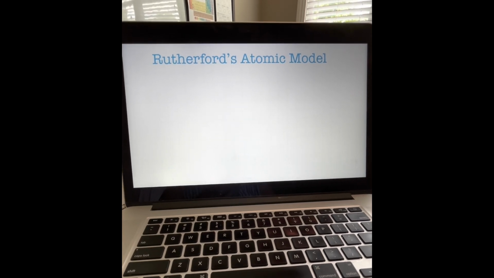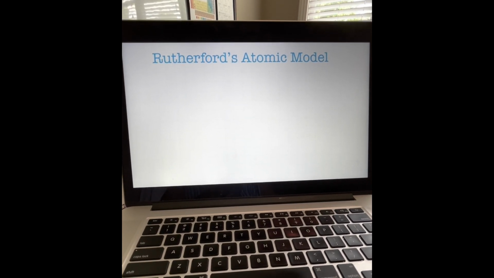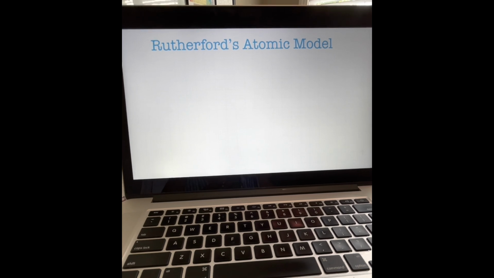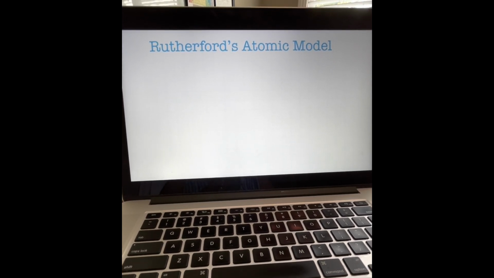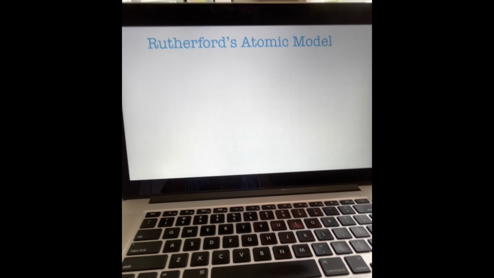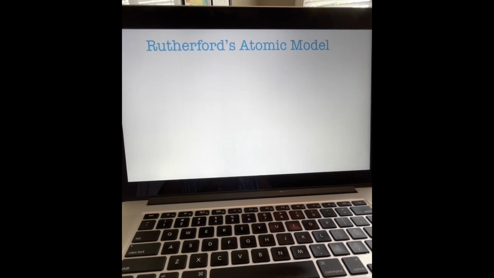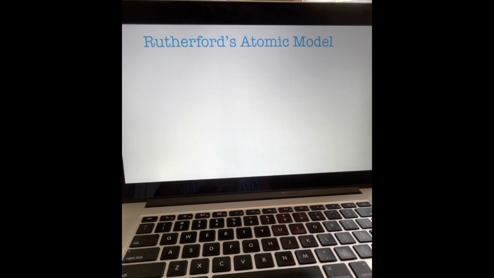All right, moving along, we've been talking about the history of the atom. The last topic we discussed was Thomson's plum pudding model that Rutherford used as a basis to start his experimentation.